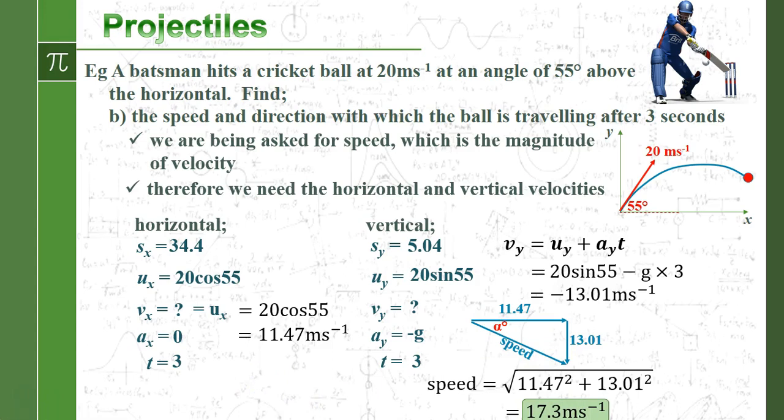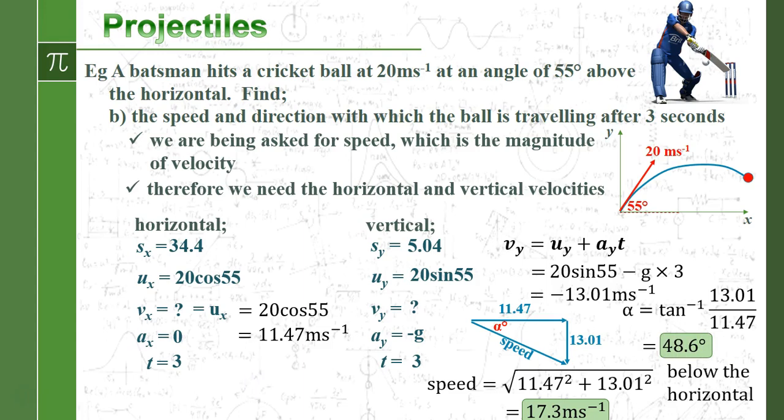And to get our angle of travel, we're just going to need a little bit of trig. So let's pop that in. So alpha is tan to the minus 1 of 13.01 over 11.47. So we've got 48.6 degrees. But we also need to include the fact that that angle is below the horizontal, because obviously it could have been travelling upwards. In this case it's not. It's travelling downwards, so it's 48.6 below the horizontal. Right, that's part B done.